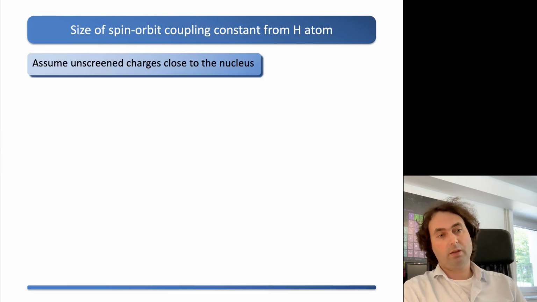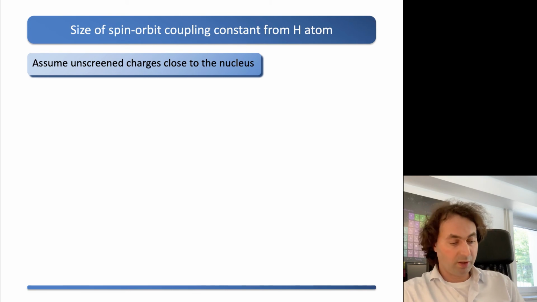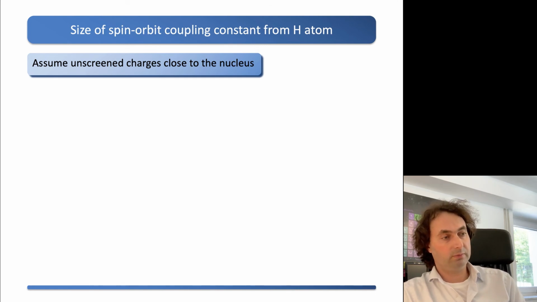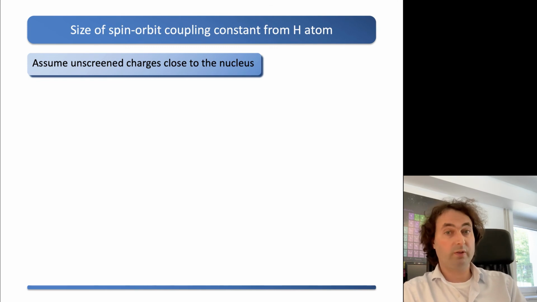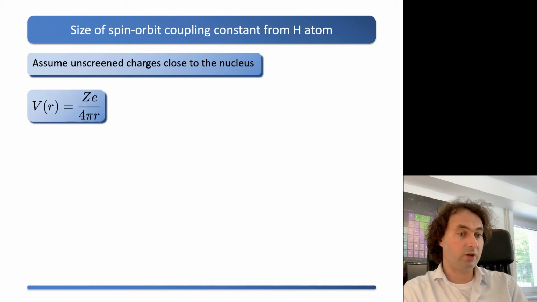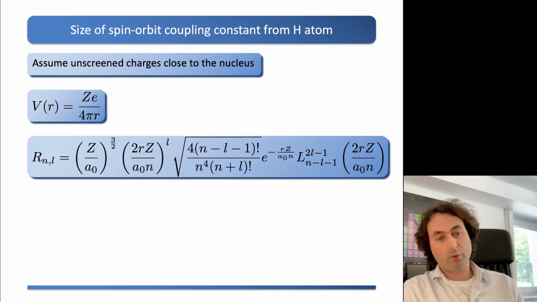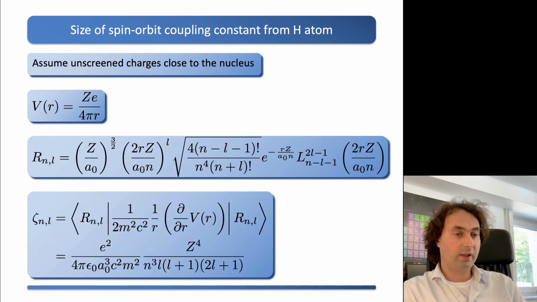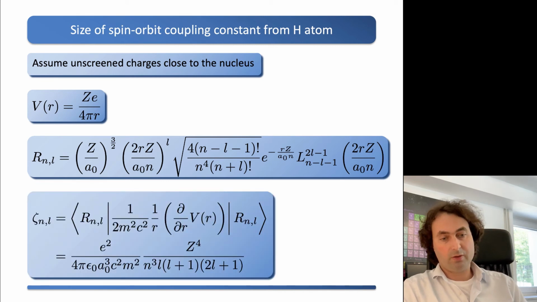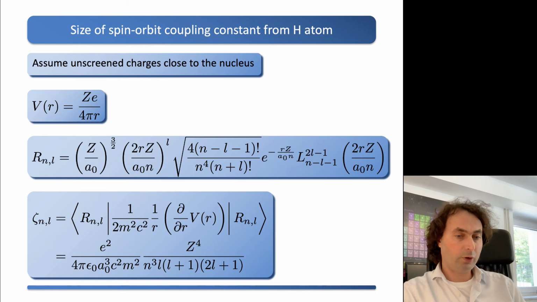Now, you can make an approximation to estimate what your spin-orbit coupling constant should be. And again, this has also largely a historical background, where people just looked at the coupling constant that you would find for a hydrogen atom with an effective charge. So we assume that our potential is Ze divided by 4 pi r. Our radial wave function is the radial wave function that you find for a hydrogen atom. And then we can just calculate the effective coupling constant between two hydrogen-like wave functions.